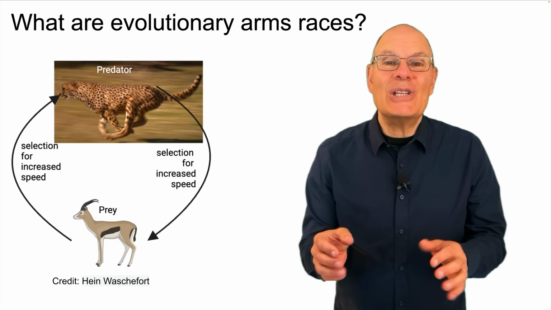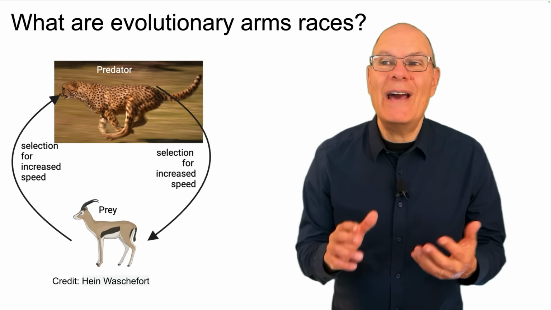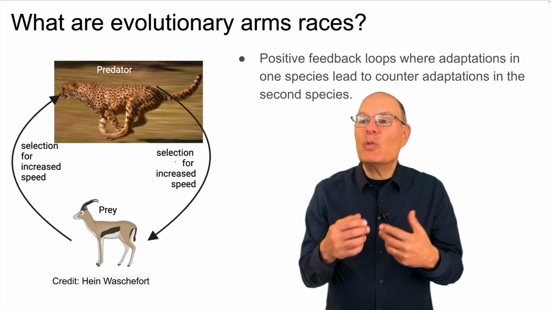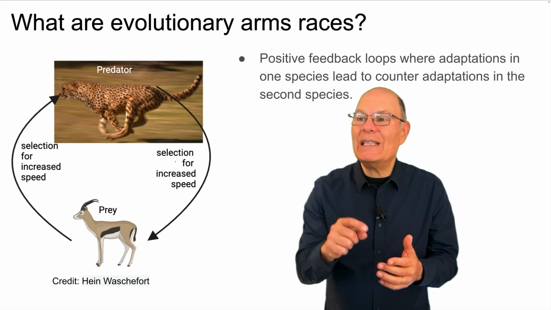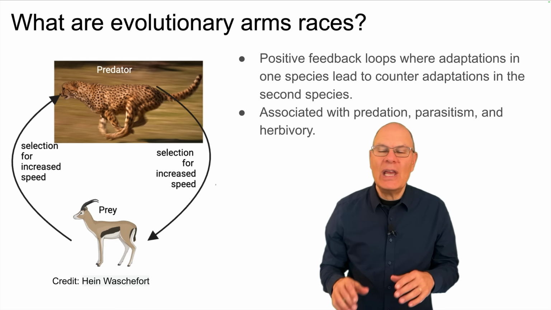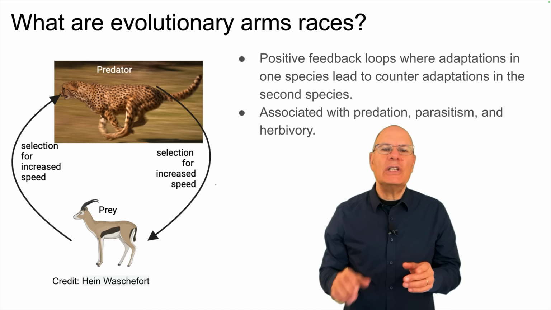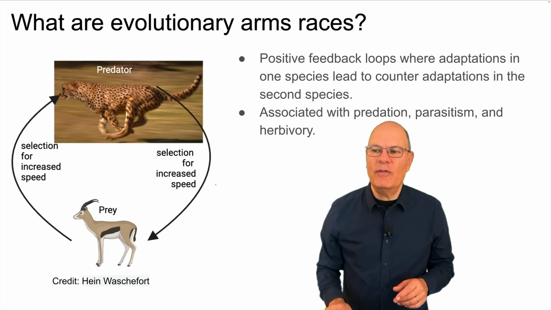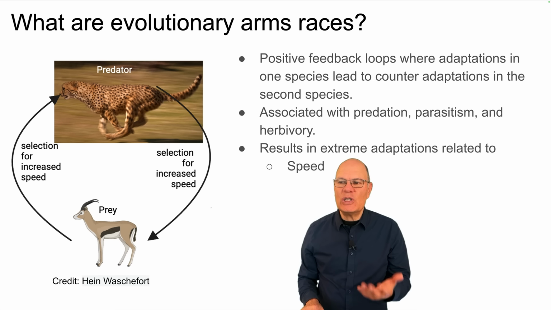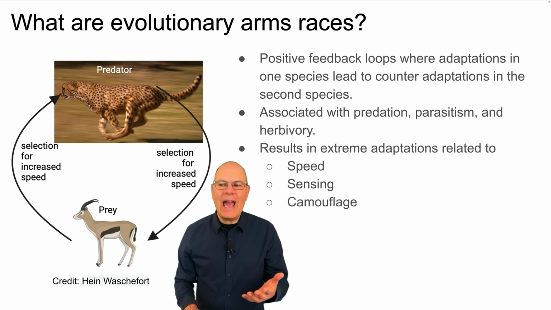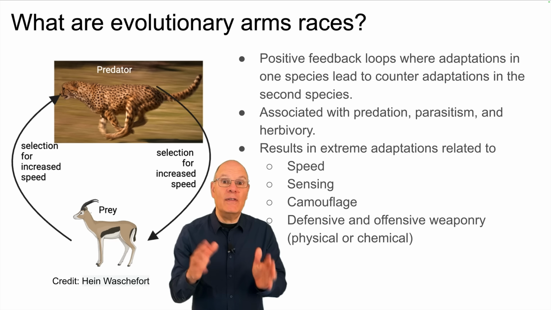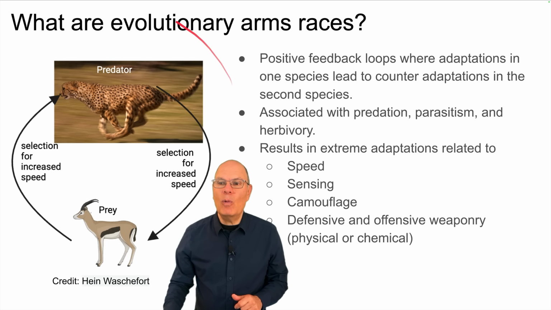Let's end this discussion of symbiosis by talking about evolutionary arms races. These are positive feedback loops where adaptations in one species lead to counter adaptations in the second species, and they're associated with predation, parasitism, and herbivory. They result in extreme adaptations related to speed, sensing, camouflage, defensive and offensive weaponry. That can be physical weaponry or chemical weaponry.